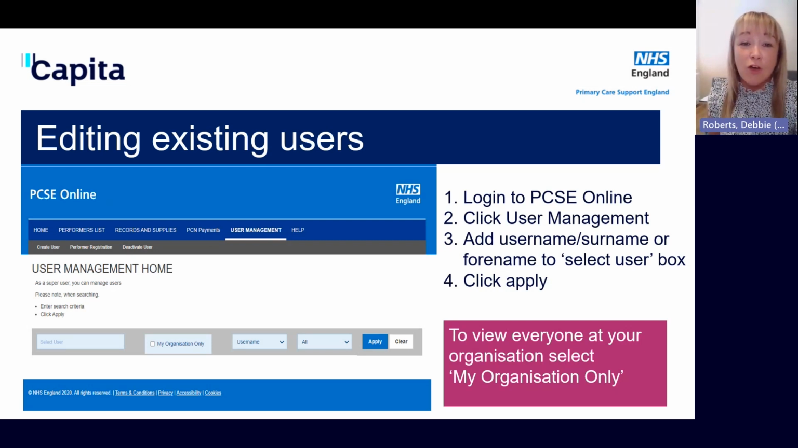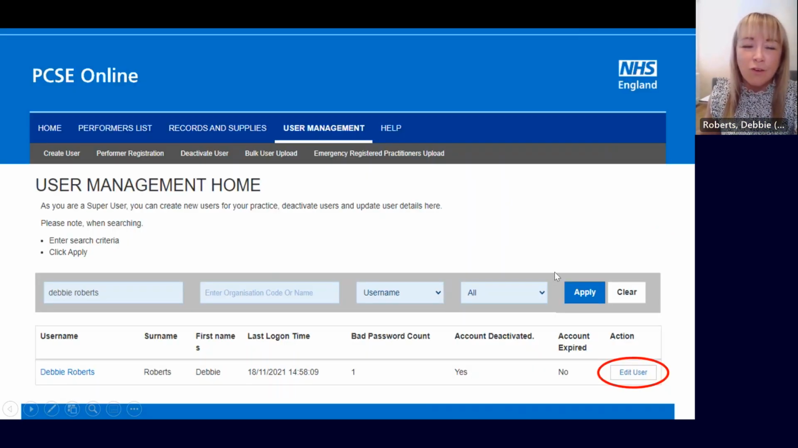Now, if you're editing a user, that means that user is already in PCSE Online. So you can either add the username or the surname or the forename, and you can just pop that into the Select User box and then click Apply, and then that should come up with that user's details. Now, you do also have the option of viewing everybody that's linked to your organisation. You just need to click the My Organisation Only box, and then that will give you the option to view everybody at your organisation.